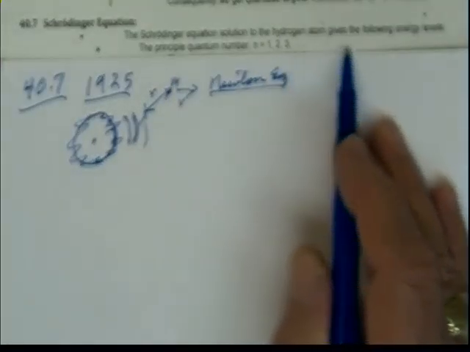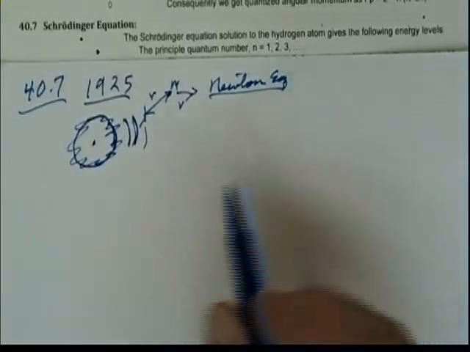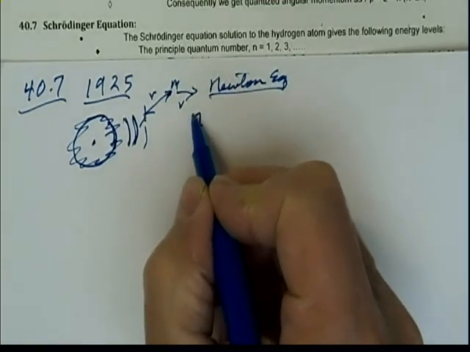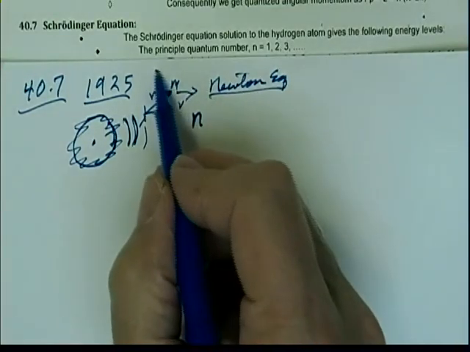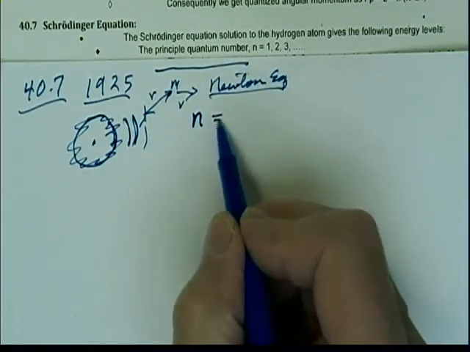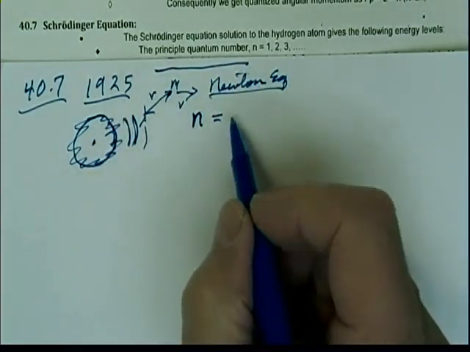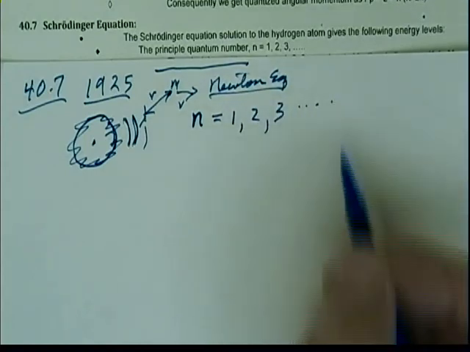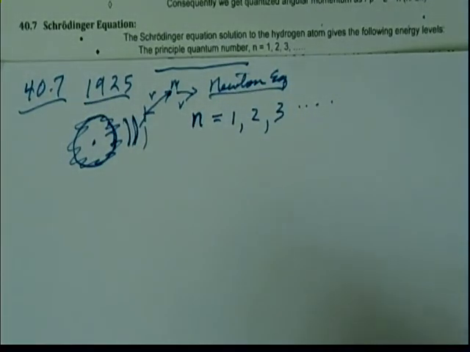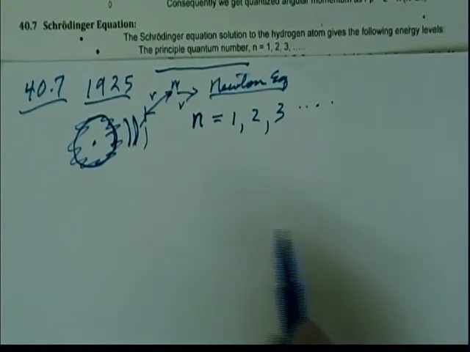The Schrödinger equation solution gives the following energy values: the principal quantum number, N, for the angular momentum that we just spoke about, can be 1, 2, 3, or any higher integer. Those are the various levels for the principal quantum number.